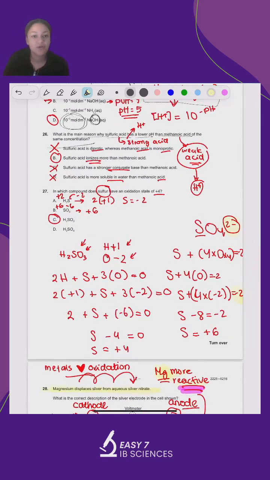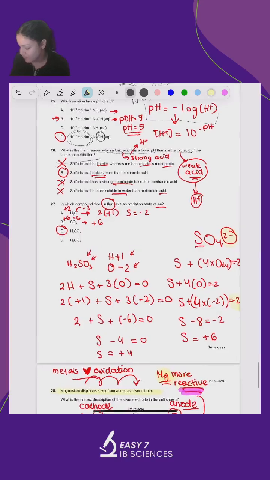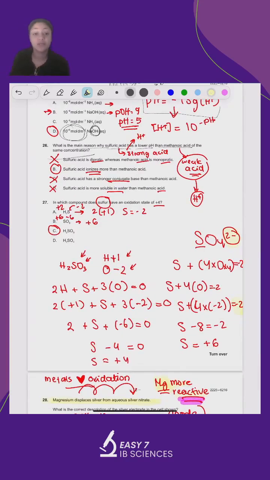Someone's asking about half reactions. Unfortunately there isn't a half reaction question here. Usually they come up in paper 2. So stay tuned for the paper 2 session, which I think will be on Friday this week. I'm not sure if it might be earlier, but if it is, I'll let you know. And so that is how you would solve that.